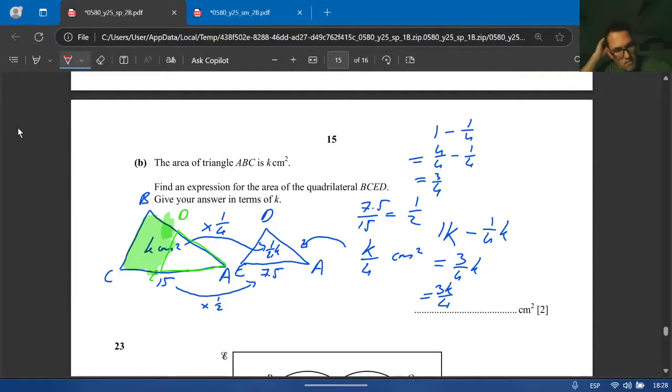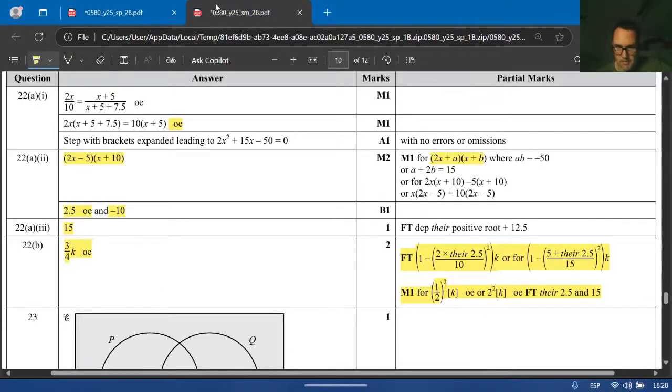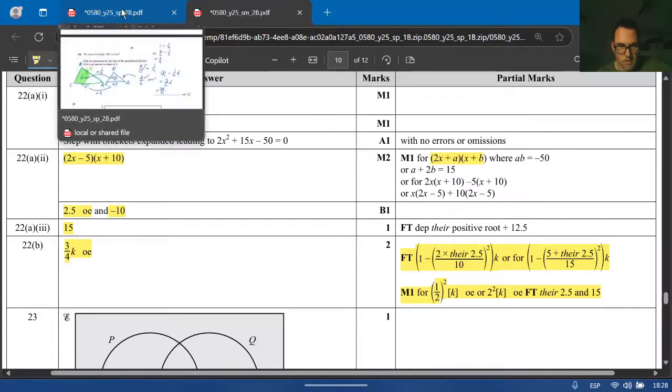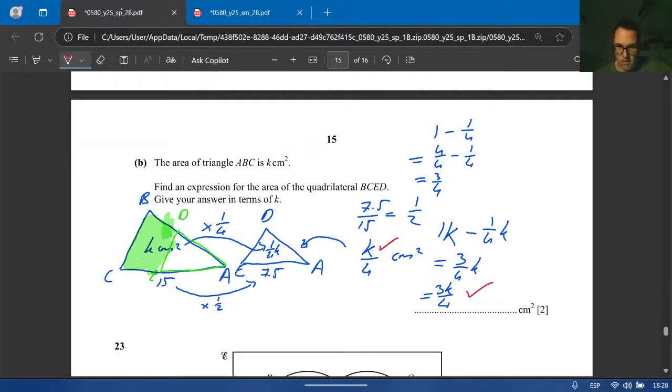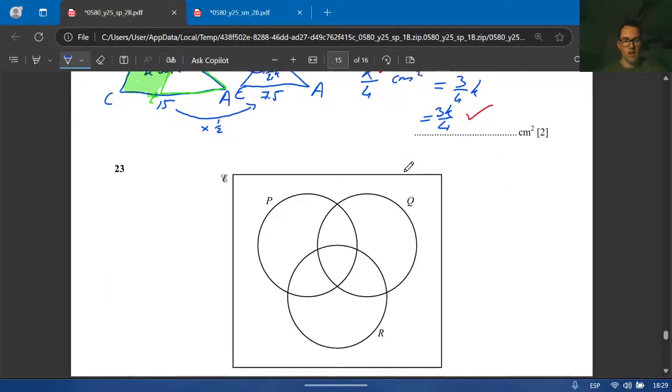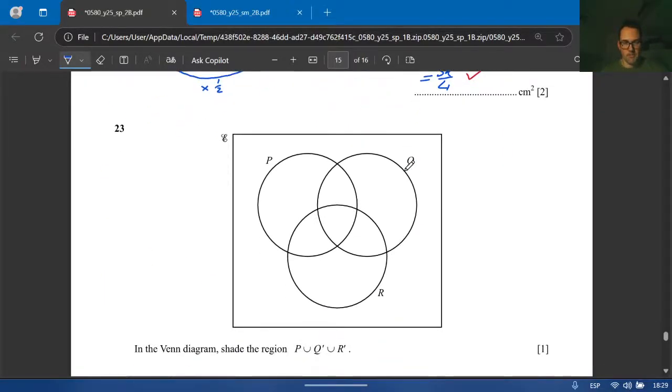Basically, you get a mark for a quarter k, or k over 4, and then a mark for the answer. A lot to think about for 2 marks. Okay, you can do it. Question 23.